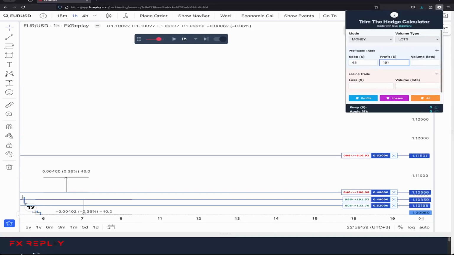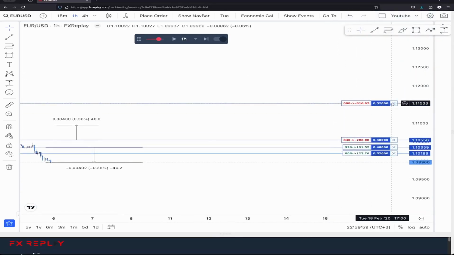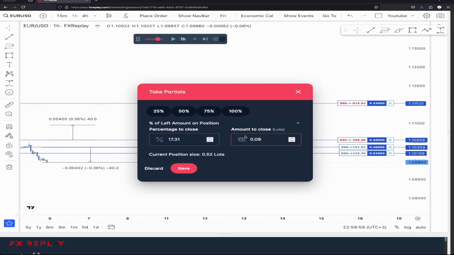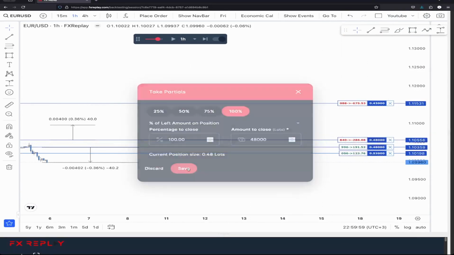We have 191.52, 0.48, and then for the loss we have 816.92 on 0.52. That's a huge loss. Imagine getting this stop loss. I'd be devastated in my opinion. 0.09 lots, essentially closing out 0.09, which is nice. So take that trade, close out 0.09, save it, and then we close 100% of this one.